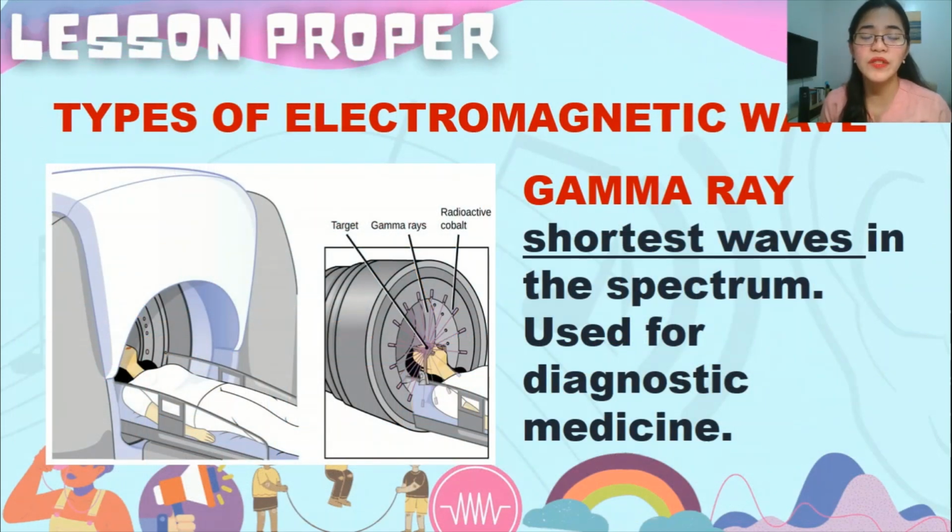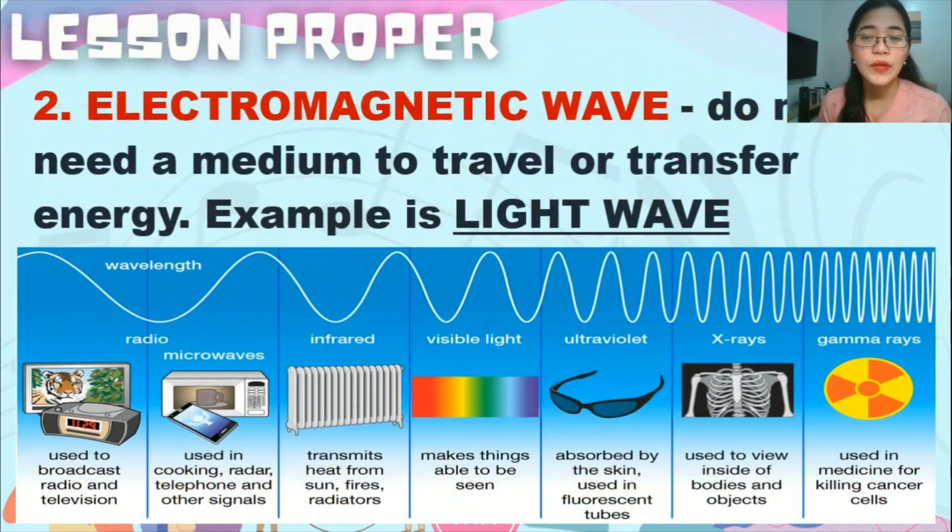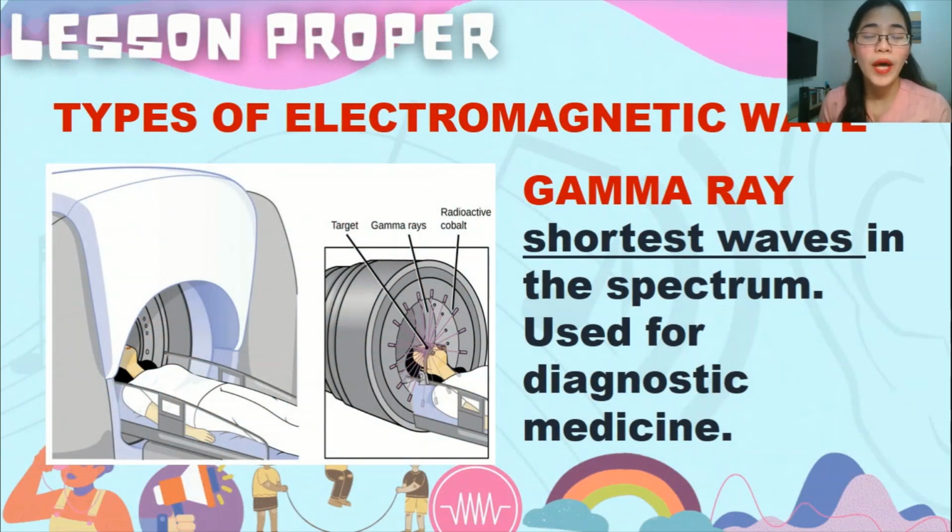Now, what are the types of electromagnetic wave? Gamma ray, it is the shortest waves. Can you look at the picture here? Where is the gamma ray? The gamma ray has the shortest wavelength. It is beside X-ray. Now, where do we use gamma ray? We actually use this for diagnostic medicine. So when you see a CAT scan or CT scan, you can see that in hospitals.